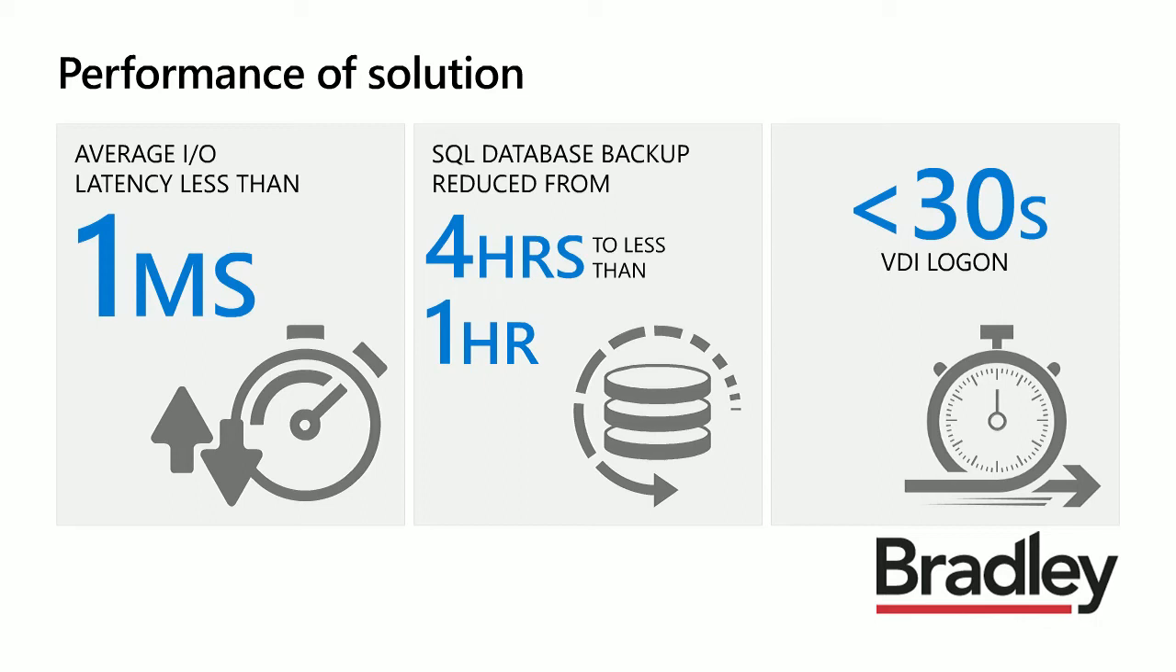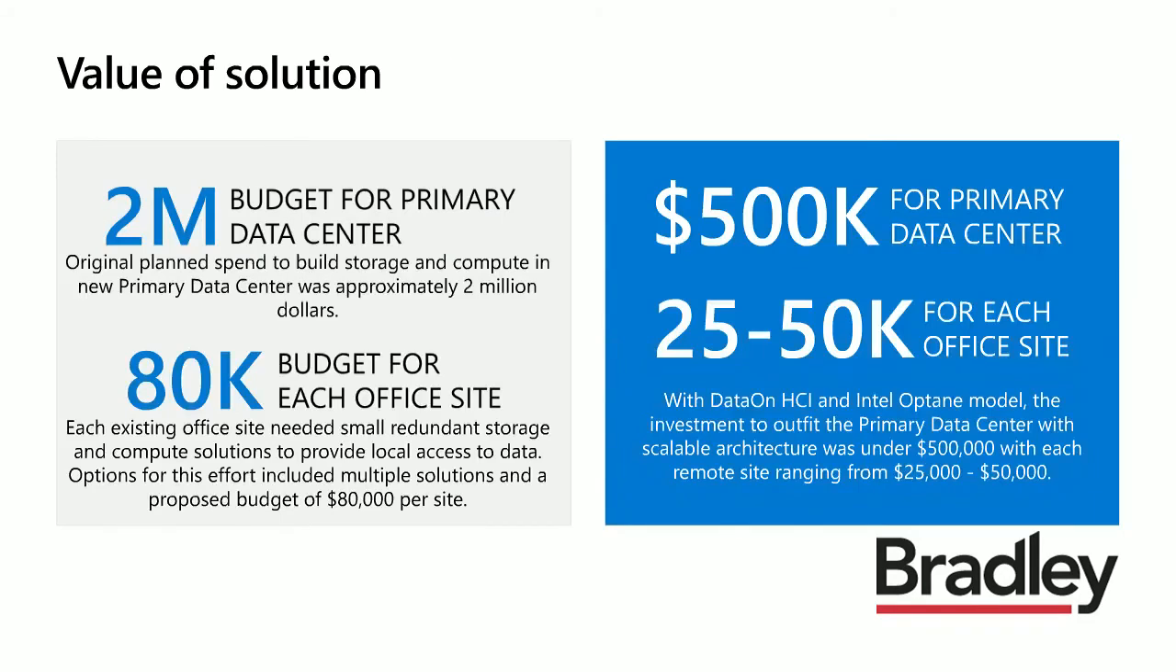Hey, we actually have a question. This is actually a really good question from the audience, and I want to make sure I address it. The question from the audience: I talked about Bradley being able to reduce the budget for the primary data center from $2 million to $500,000, which is a quarter, and the budget for each office from $80K to $25K. The audience asked, you talk about a $2 million budget. What was it that we spec out for $2 million that we deliver for a quarter of that? Was it on-premise server, or was it cloud services or hardware?